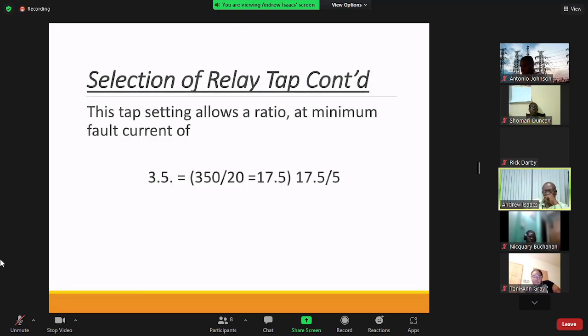We get 3.5. That next dot is not supposed to be there. It's 3.5, which is given by the 350, which was the minimum current, over 20, which gives us 17.5. And when we divide that 17.5 by 5, we get 3.5, because remember the tap that we selected was 5. All right? So we look at what happens with minimum. Yes? We get the 3.5.